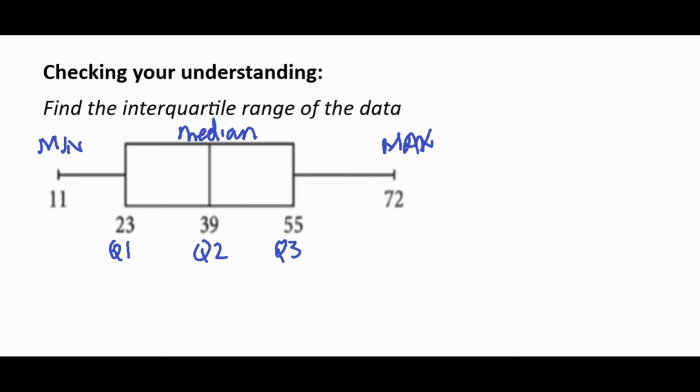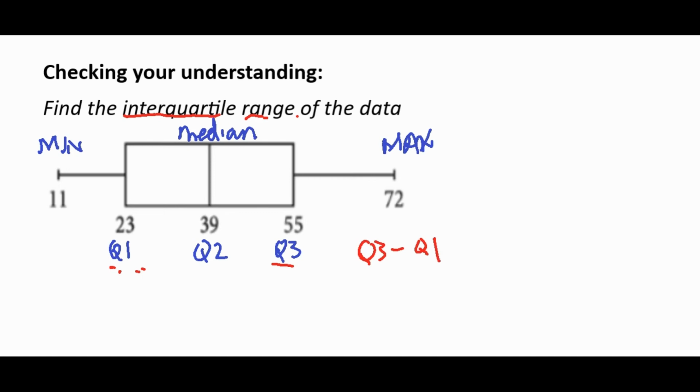Once we have identified all the pieces in this box and whiskers, then I can figure out what the interquartile range is. I'm still looking for range in this example. Range is the difference between the maximum number and the minimum number, but we're looking for the interquartile range. So we're just going to be focusing our attention here on Q1 and Q3. The interquartile range is going to be Q3 minus Q1.